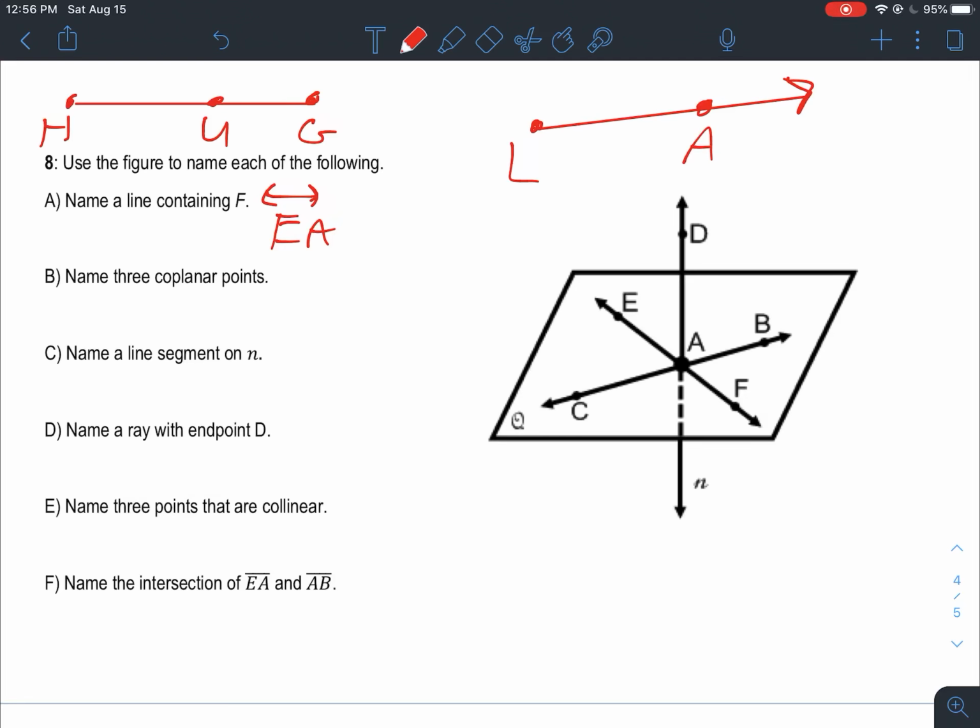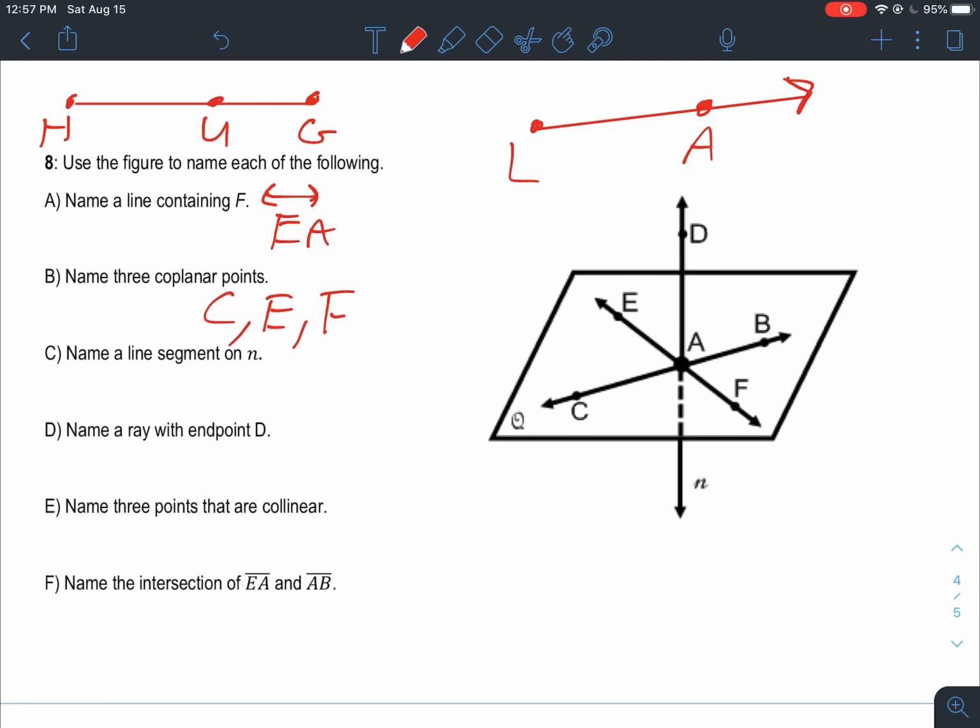For B, name 3 coplanar points. Now there's a lot of answers for this one. There's 5 points that are coplanar. Any 3 of those would be great. So how about C, E, and F? And those 3 points are coplanar. But if you wrote C, B, and F, or E, A, and C, that would be fine too. Any 3 of those 5 points.